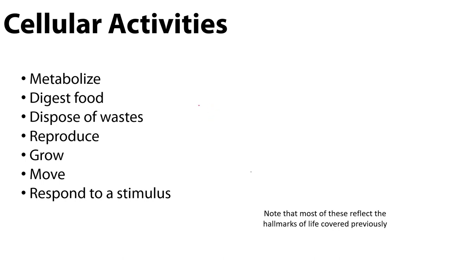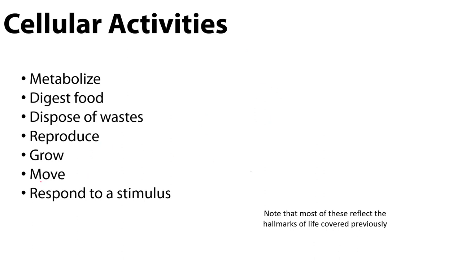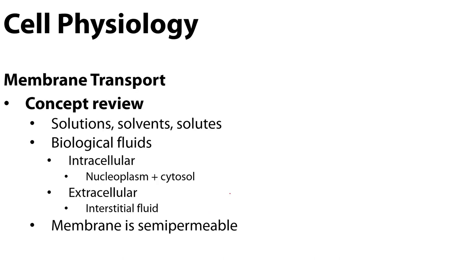You just keep getting more and more cells. As we said earlier, the average human body has 32 trillion cells, right? And that came from one cell. So that is a lot of work to get there, right? And of course, cells move and organisms move. These are basically the things we talked about in the first chapter, if you remember. Okay. All right.